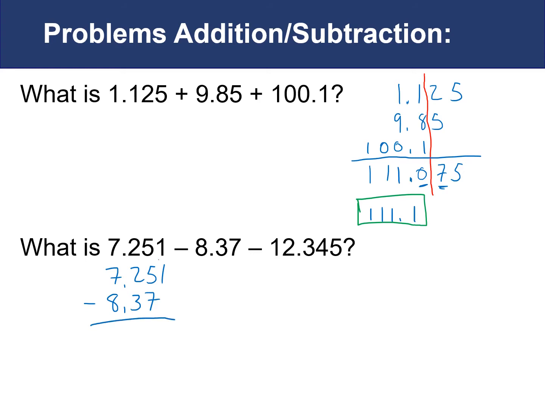Drawing our vertical line, we can see that we will be cutting this off at the hundredths place. The answer you would get would be negative 1.119. Because we're going to be doing an additional subtraction, we aren't going to cut and round just yet. We will keep track of our significant figure. So in our next stage, we'll take the result of the 7.251 minus 8.37, and then from that we're going to subtract the 12.345.